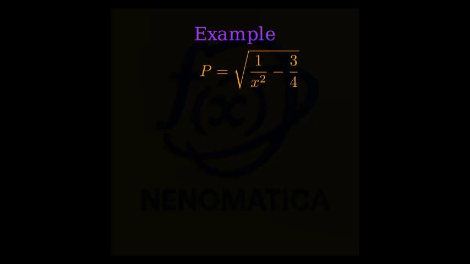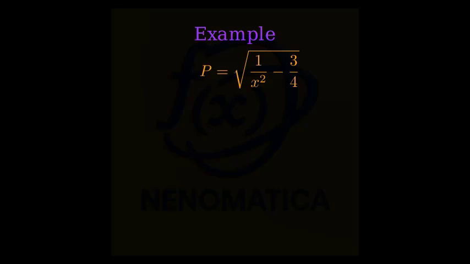In this example, we will find the domain of the expression p equals the square root of 1 over x squared minus 3/4. We will proceed step by step using rules for square roots and rational inequalities. Step 1. For any square root, the argument must be greater than or equal to 0. Also, because we have 1 over x squared, x cannot be 0.